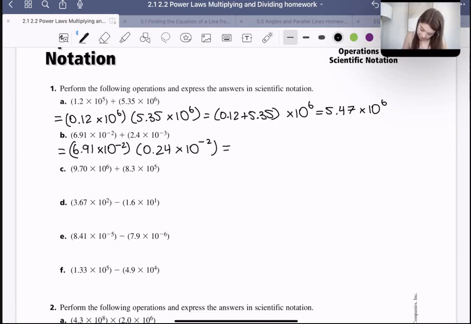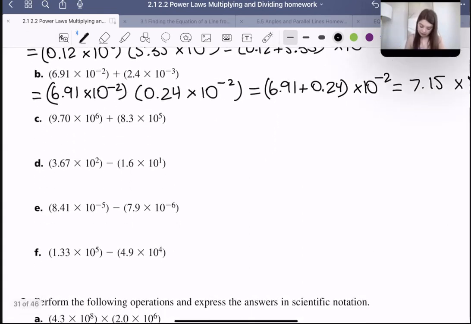Okay, now I'm going to add up my values. 6.91 plus 0.24 times 10 to the negative 2. So the next question we have to ask ourselves is, what is 6.91 plus 0.24? That's going to be 7.15. So the final answer is 7.15 times 10 to the negative 2.